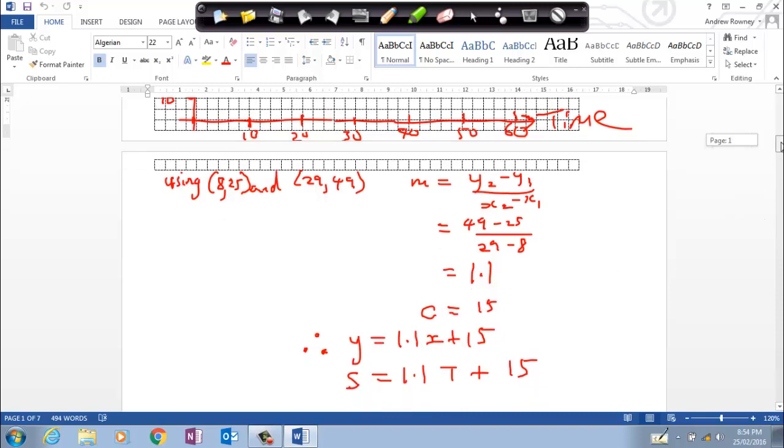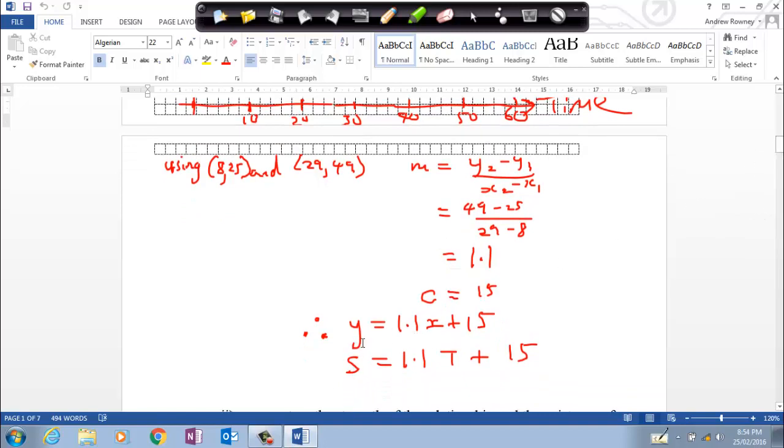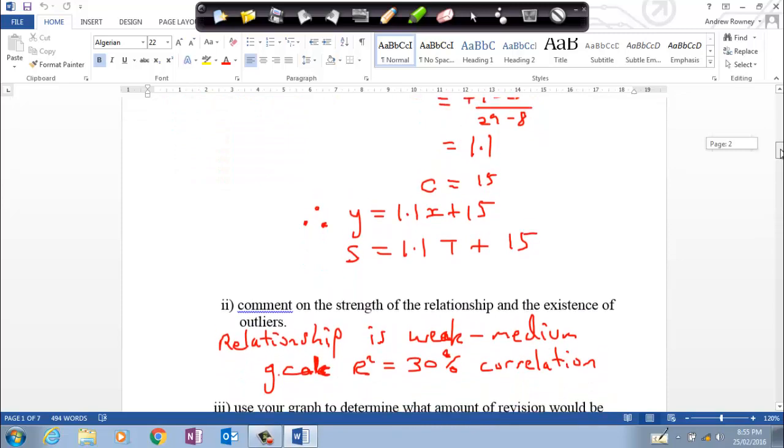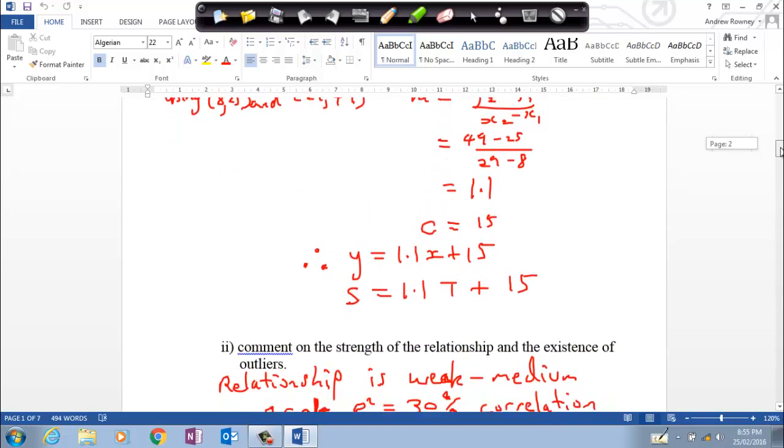Now we can substitute y and x for the actual variables. Y actually is the score, the exam score. X is the time spent revising. So this is now an equation that will convert your time for revision into a predicted score grade for the test. And you could do that on the graphics calculator as well.